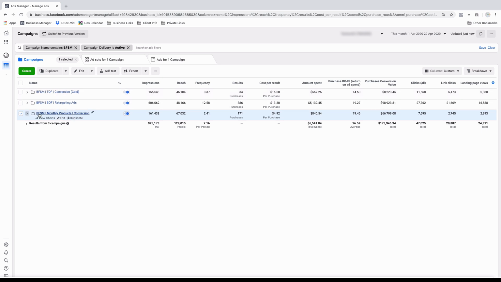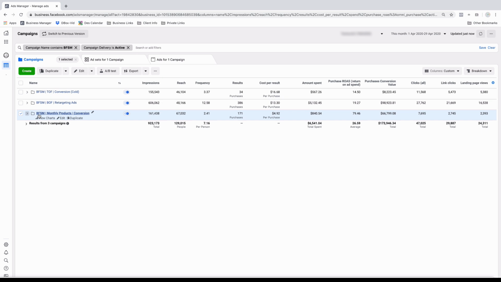I don't have a middle of funnel as such. I've gone straight from there to a bottom of funnel, and my bottom of funnel is targeting people who have added to cart but not purchased, and these are also dynamic product ads.